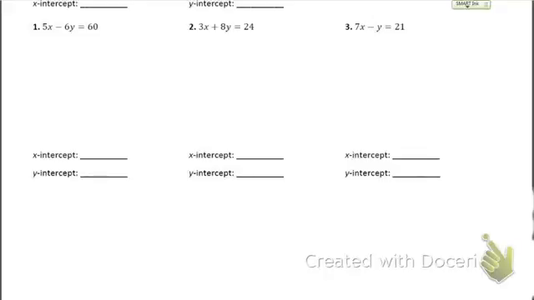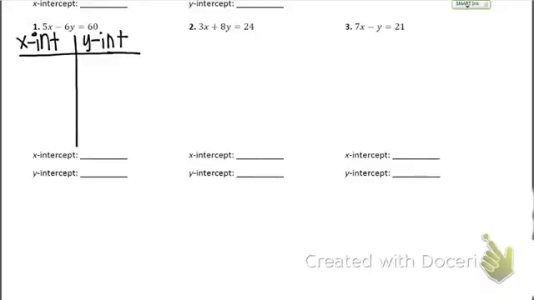I like to use a T-chart. So underneath the equation, I always write a T-chart. And I label the left side x-intercept. And in math, we use x-int for x-intercept and y-int for y-intercept. And then I find my x-coordinate on the left and my y-coordinate on the right.